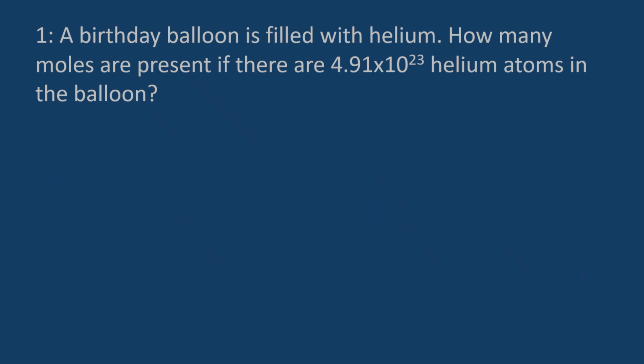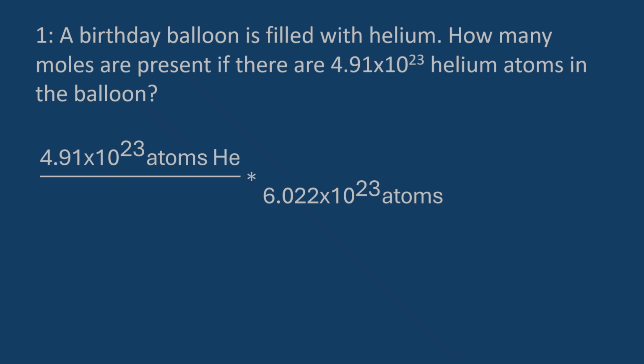We will always start our calculation with our given value. This means that we need to start with 4.91 times 10 to the 23rd atoms of helium. It will be placed in the numerator of our train track. Next, we will need to move away from the unit atoms and towards the mole.